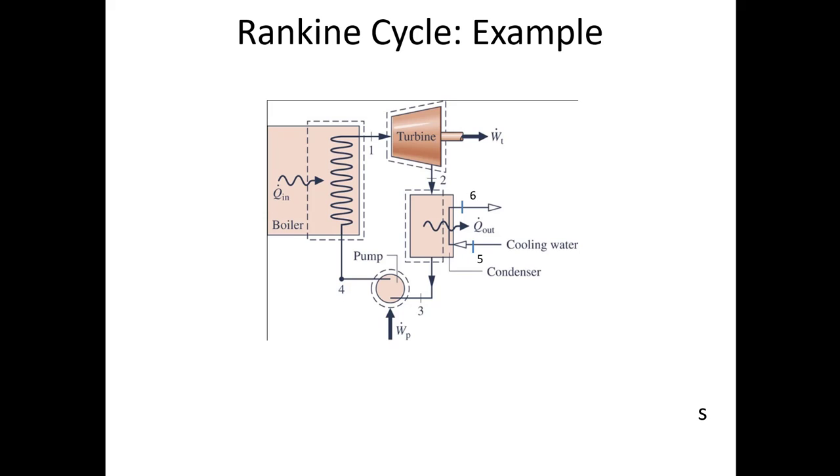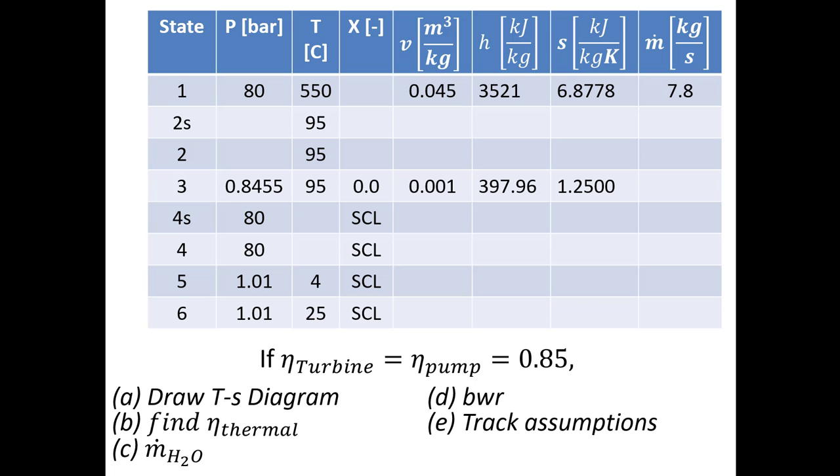So here's an example of what it might look like. We have our 4 components in this basic Rankine cycle, and we also have some cooling water coming in and out of our condenser. The heat that we're losing from our working fluid in the condenser is going into this cooling water. Now the problem gives us a lot of information that we'll start with.